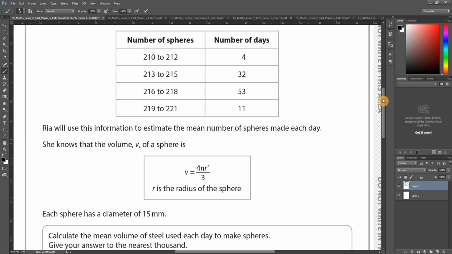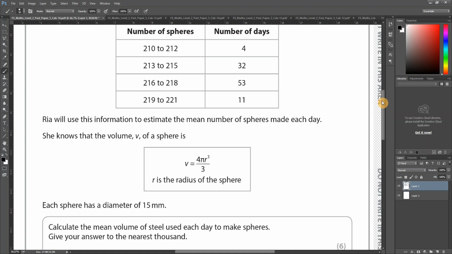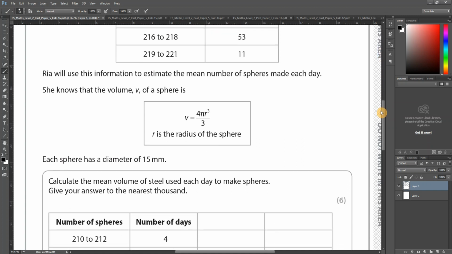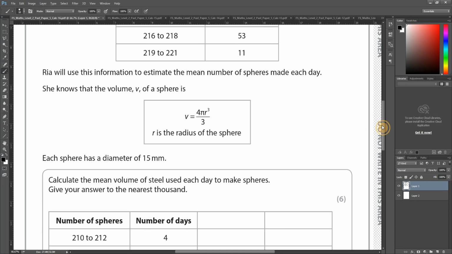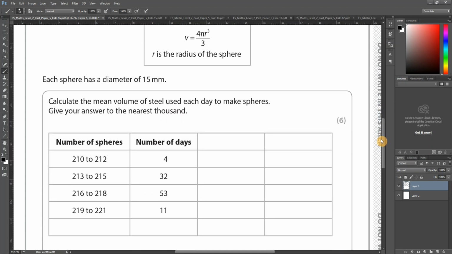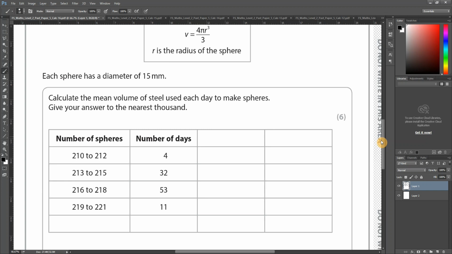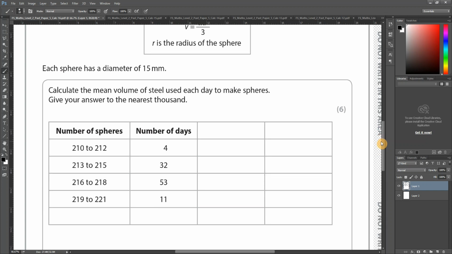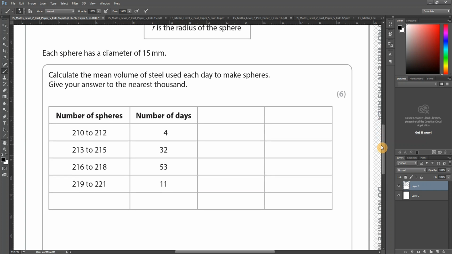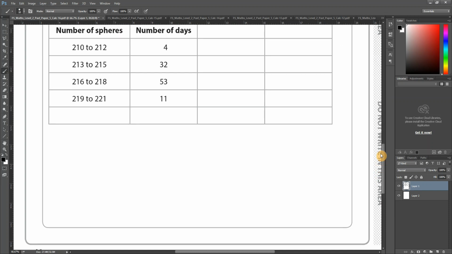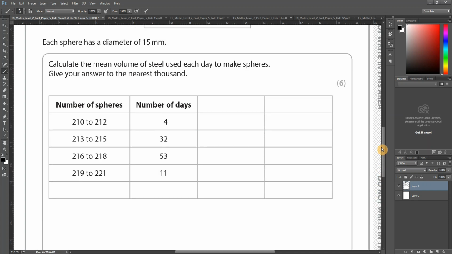She knows that the volume of a sphere is V equal to 4 pi r cubed over 3. R is the radius of the sphere. Each sphere has a diameter of 15 millimeters. Calculate the mean volume of steel used each day to make spheres. Give your answer to the nearest 1,000. 6 marks, wow, that's a lot of marks for one question.